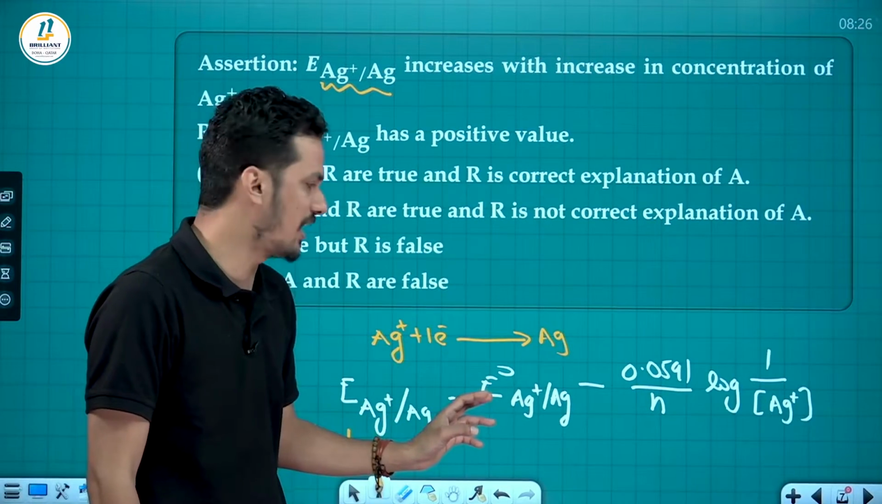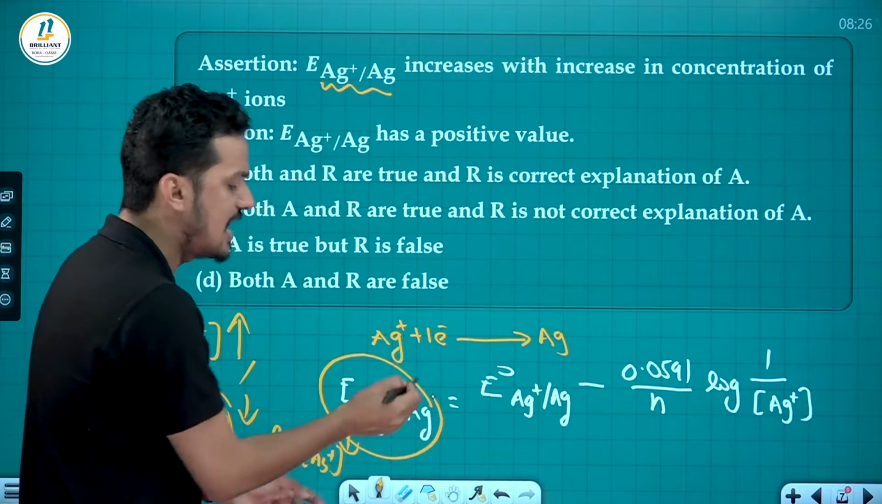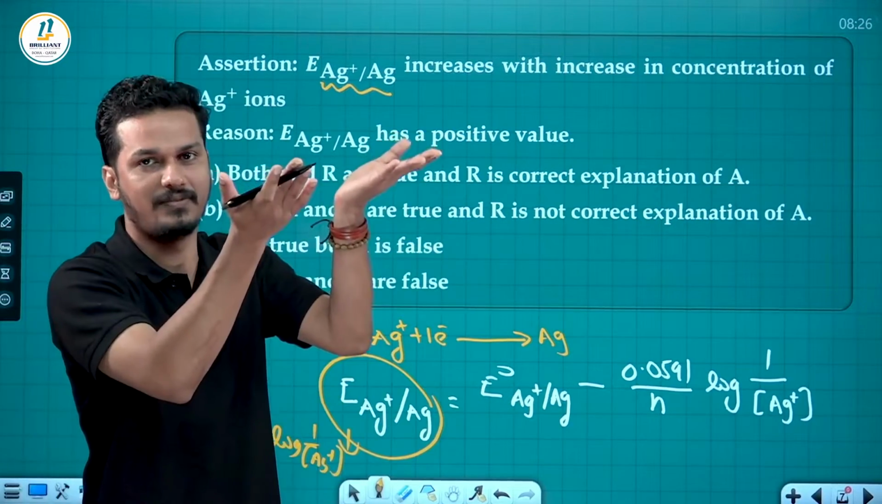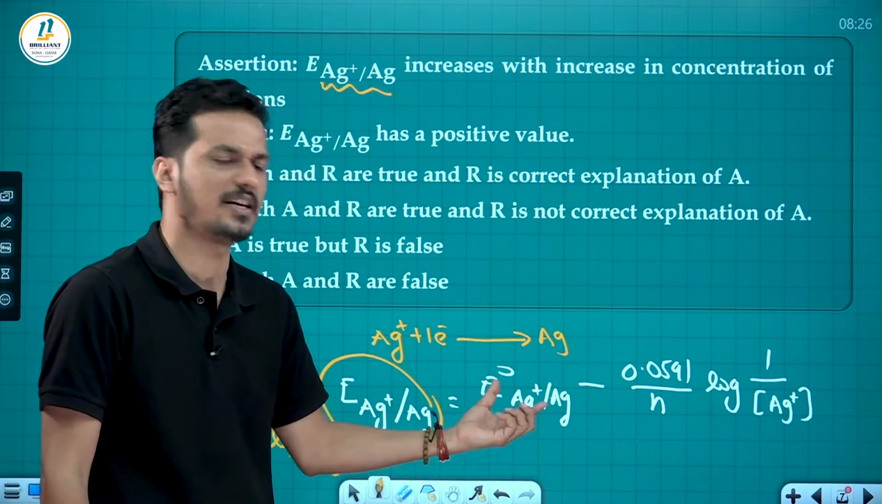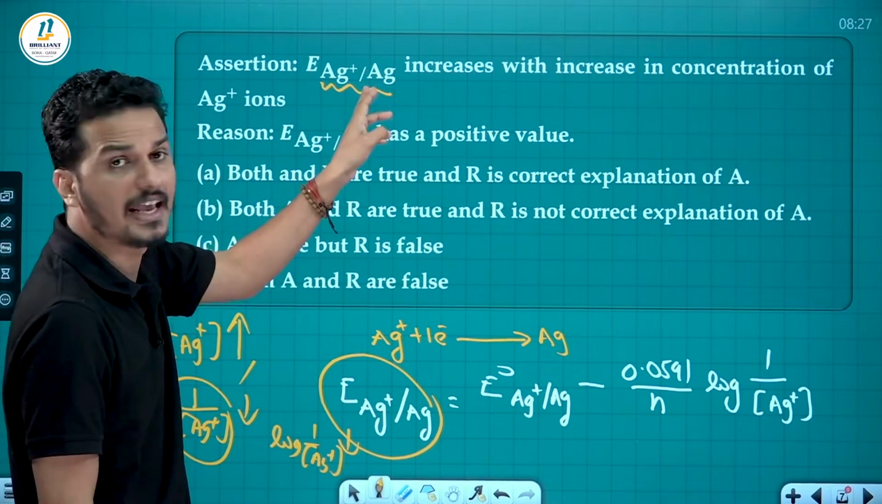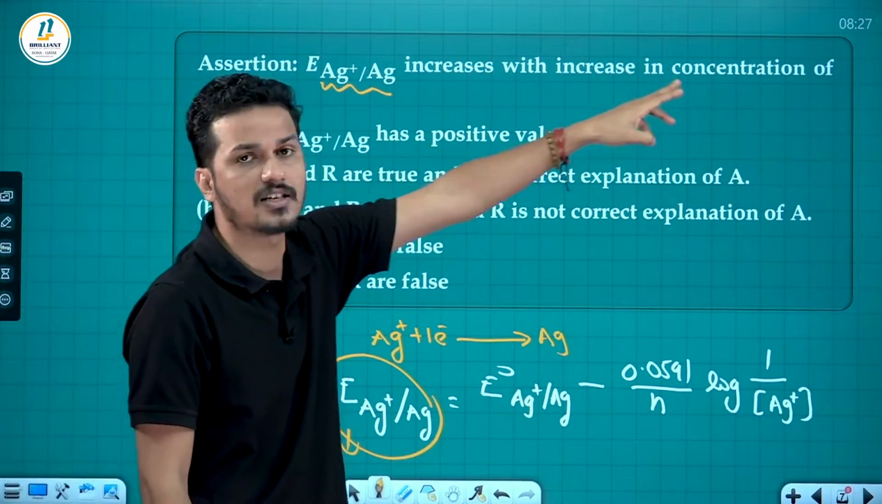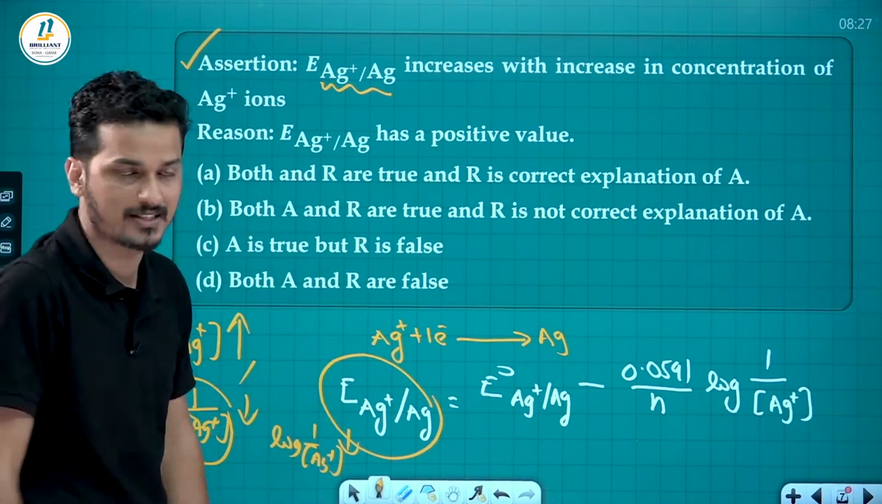So from E0 we are subtracting a small value, which means E Ag plus bar Ag increases, because it's a small value that we are subtracting from this value. So E Ag plus bar Ag increases with the increase in concentration of Ag plus ion. That statement is correct.